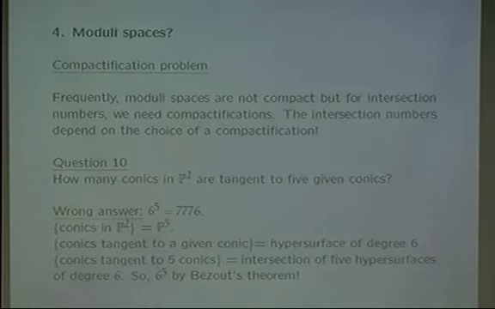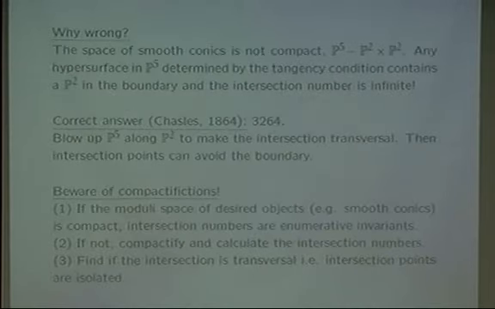It took a while to figure out that this is a wrong answer. It's a wrong answer because the space of smooth conics is not compact, and if you think about P5 as the compactification, then you are in trouble, because the five hypersurfaces of degree 6 do not intersect transversely. In fact, they all contain the P2 in the boundary. So in fact, the intersection number is infinite, actually.